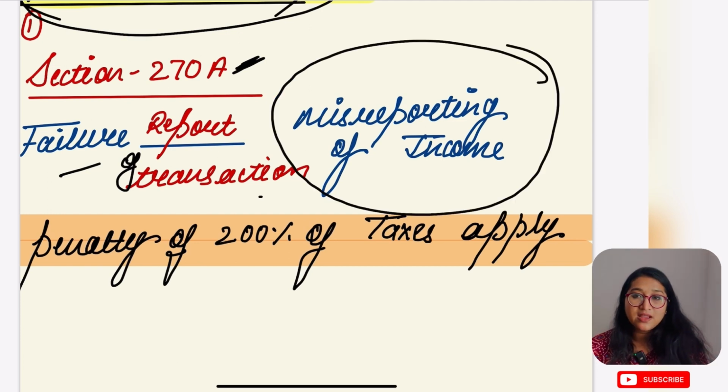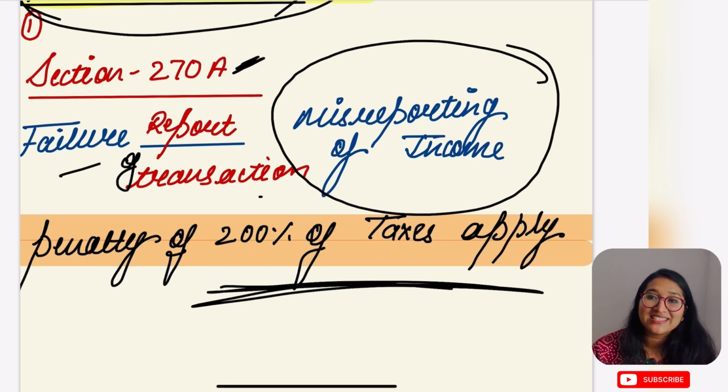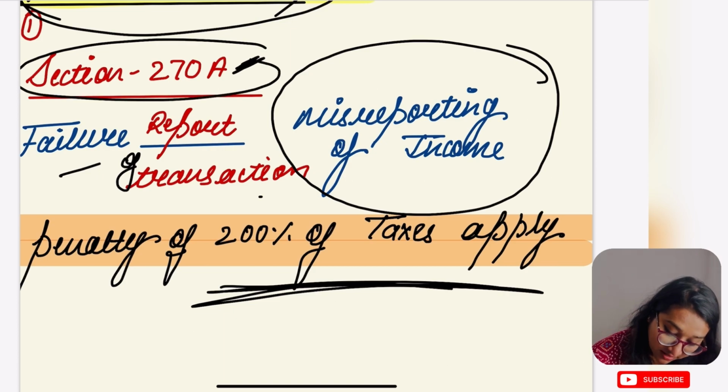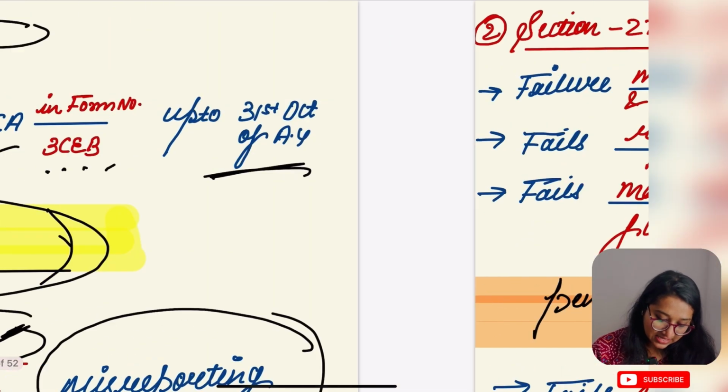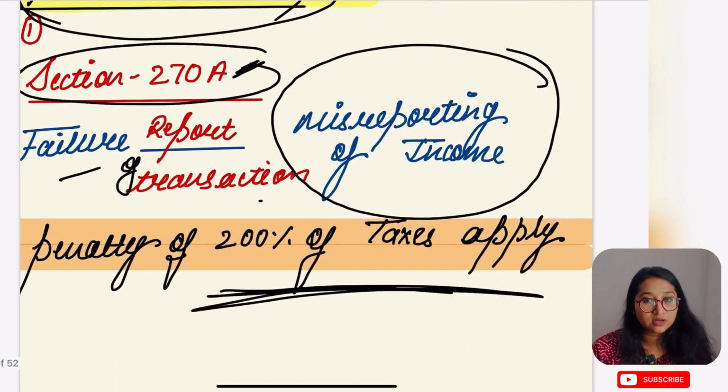Okay, if failure of reporting of transaction is done related to misreporting of income by the SSC, in that case a penalty of 200% of tax is applied. The SSC has to pay 200% of tax here, right? Under section 270A. Is it clear? Yes. Let's go for the other part. This was 270A, where misreporting of income is done by the SSC. If the failure is done in this case, then 200% of tax is to be paid by the SSC.